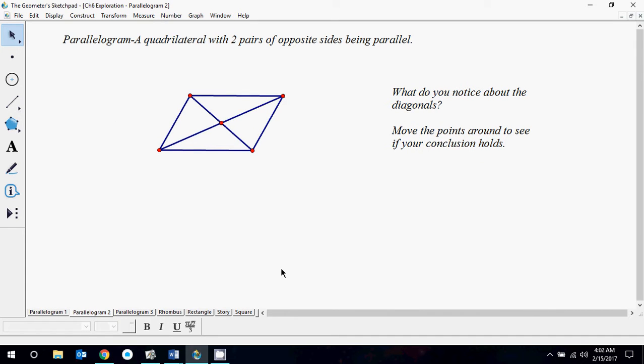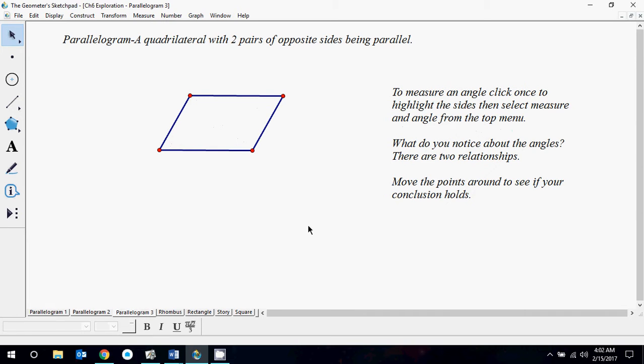For the next one, you're going to measure the lengths of the diagonals. So you're going to be looking at the little parts here, using the same process as we did for the first one. And then for the last slide here, there are going to be 2 relationships that occur with the angles.